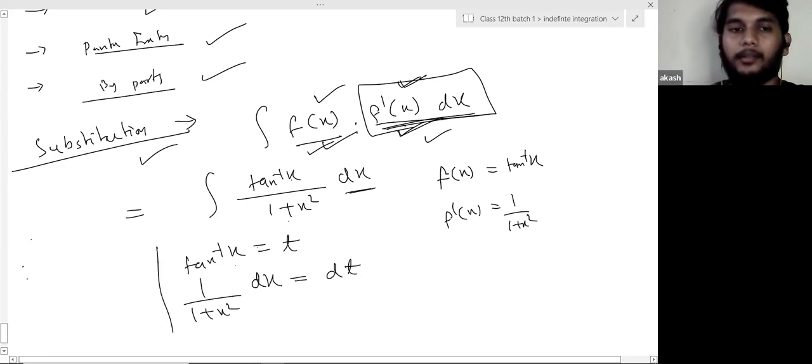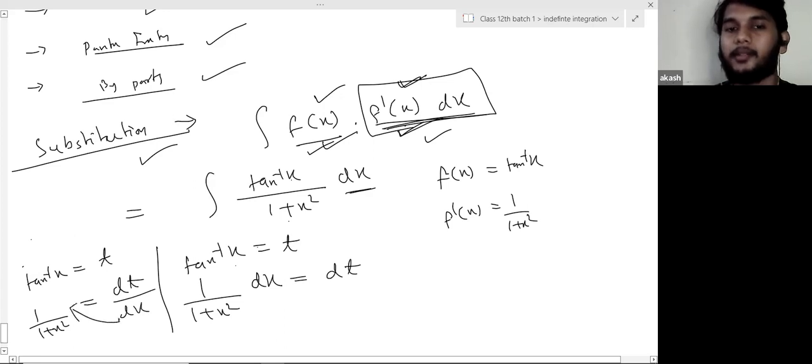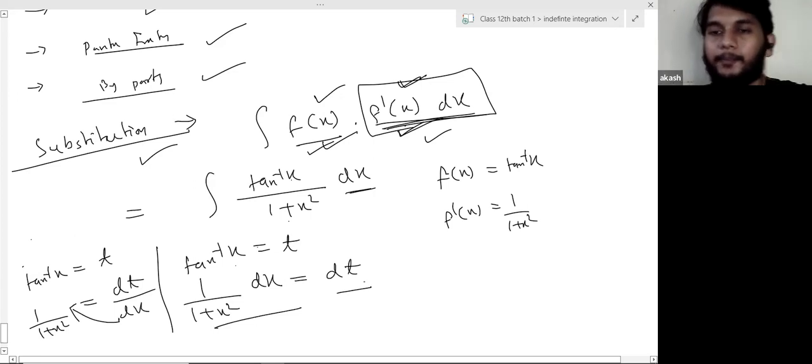You can feel this like this. This is t. If I differentiate with respect to x both sides, this will be 1 upon 1 plus x square. This will be dt by dx. I threw this dx to this side, so this becomes this. This thing is clear, everyone? Yes, sir.